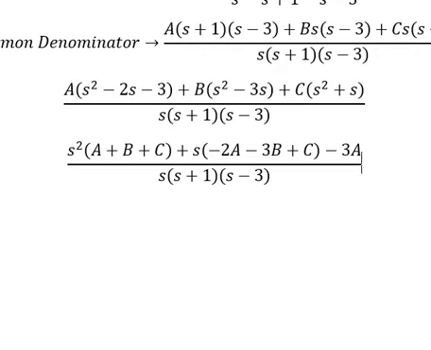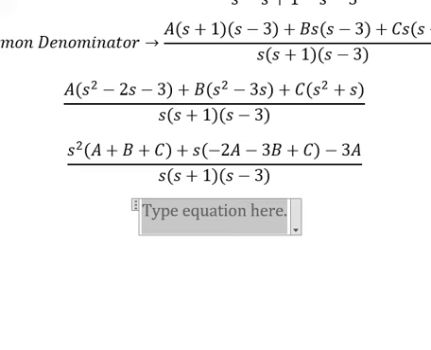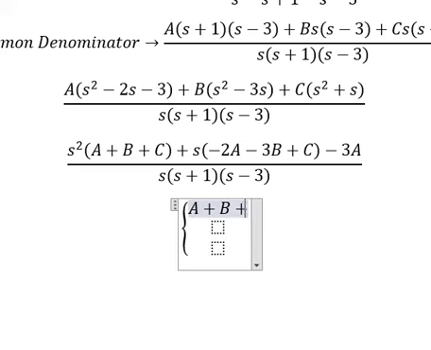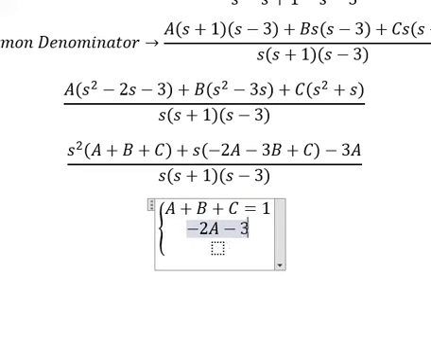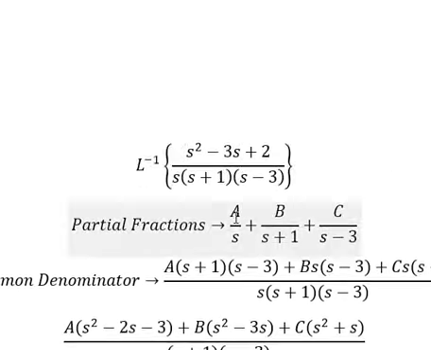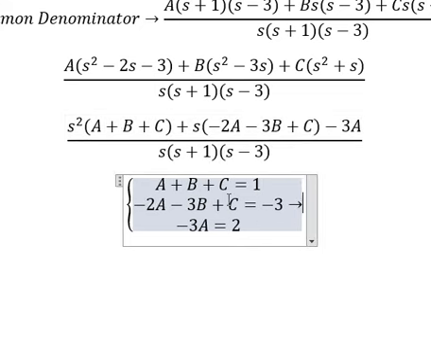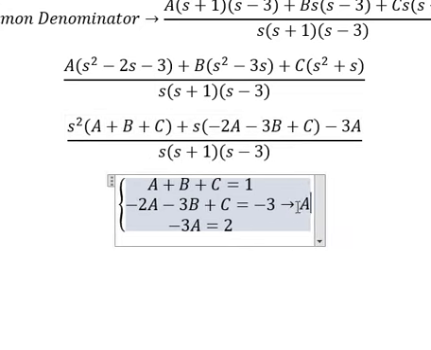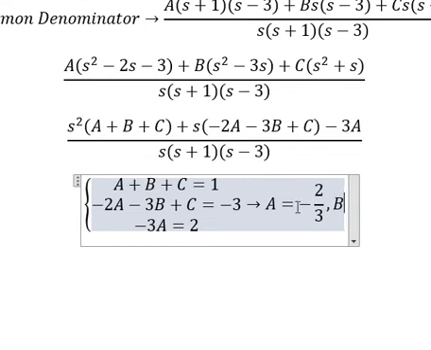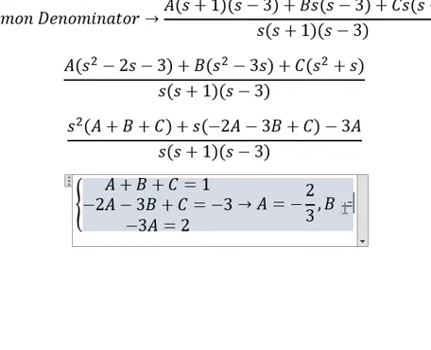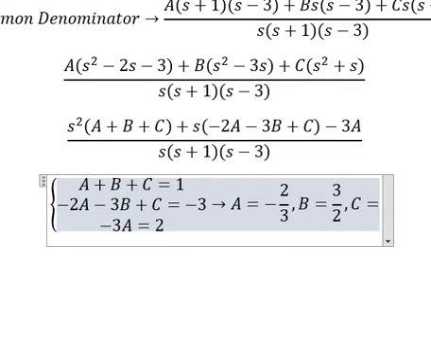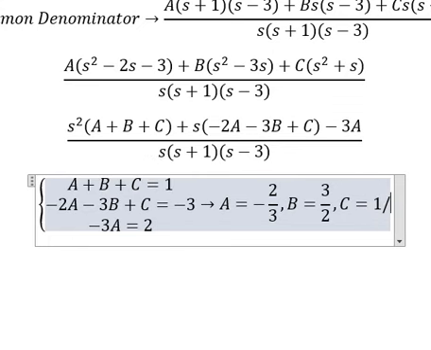And now we create the system of equations. And now we need to find the solutions of A, B, C. So A equals negative 2 over 3, B equals 3 over 2, C equals 1 over 6.